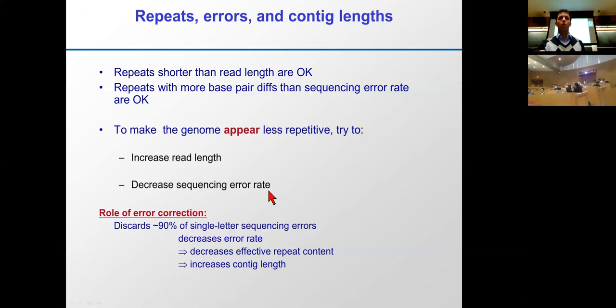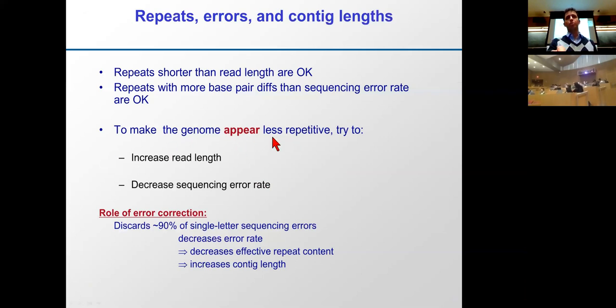Awesome. So when you have repeats that are shorter than the read length, that's great. When the repeats have more base pair differences than the sequencing error, that's fine. Because if your sequencing error is, I don't know, 3%, or your accuracy is 97%, and your repeats are 70% identical, that's perfectly fine, because when you find a discrepancy, you know it's not due to your sequencing error rate. But if the repeats are 99.9% identical and your error rate is 3%, then most of the time, if you find a discrepancy, it means that you have a sequencing error. You simply have no confident way of attributing these differences to true differences between these duplicated regions.